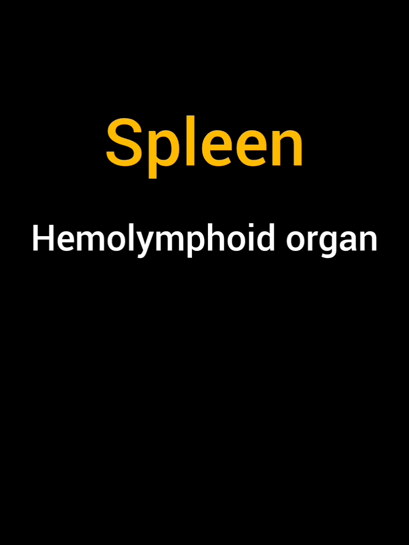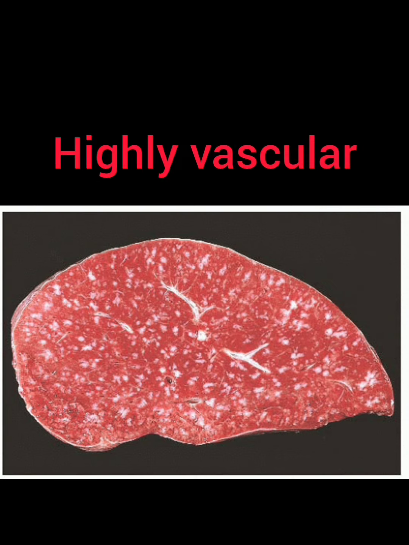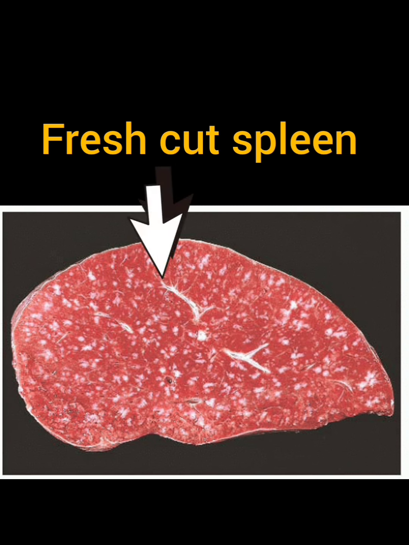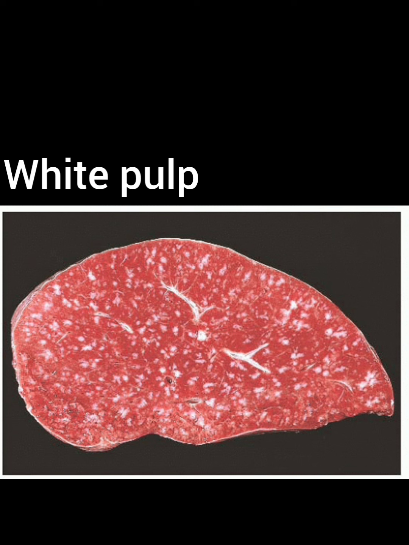Spleen is a hemolymphoid organ which filters blood. So it is highly vascular. But still, when we take a section through a fresh spleen, we see many white spots. All these white spots are white pulp. The rest of the area is red pulp.